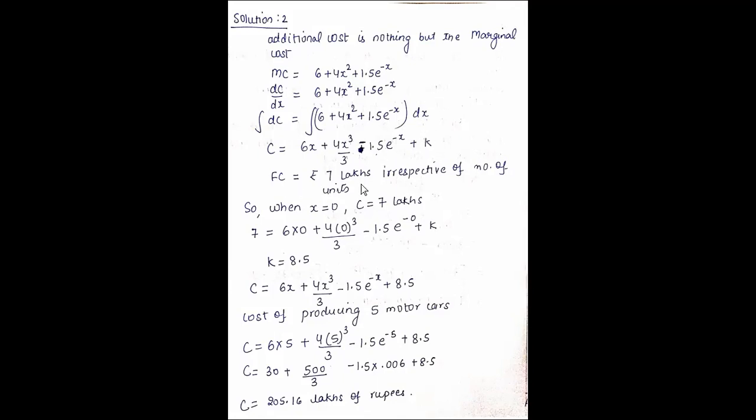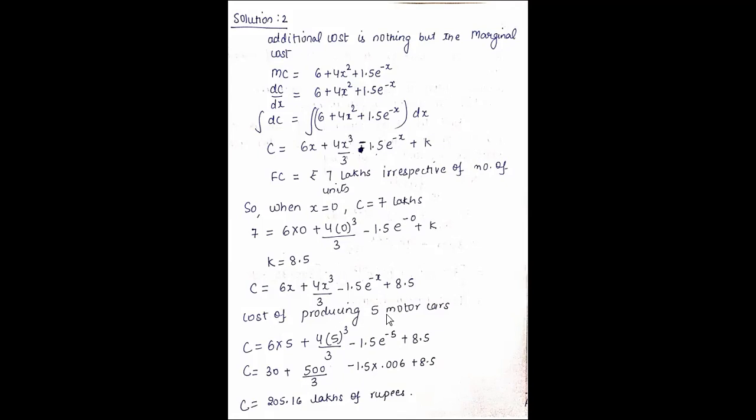Now we are given fixed cost what? 1 lakh in rupees. Okay. So at fixed cost, quantity produced is 0. This is why x equals 0 and c equals what? 7 lakh. This is given. Fixed cost was given in the question as 7 lakh. This is why putting c equals 7 and x equals 0 in the total cost, we get k equals 8.5. So this is the fixed cost. C equals 6x plus 4x, just putting the value of k in this equation.